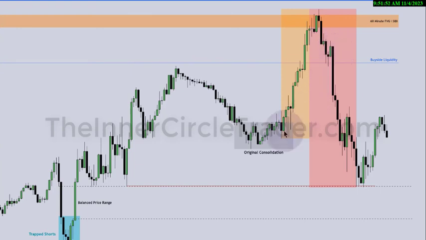But eventually the idea was to draw back down into this area here. But if it goes below this, how far can it go? There's no inefficiency over here. It's these relative equal lows. And that's where the market drops to.